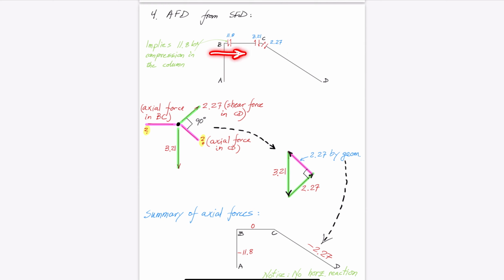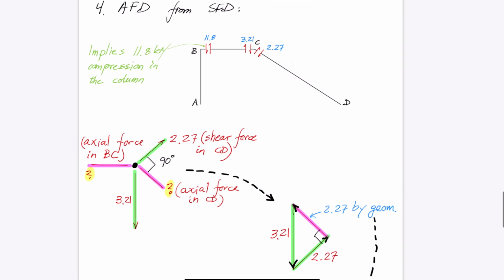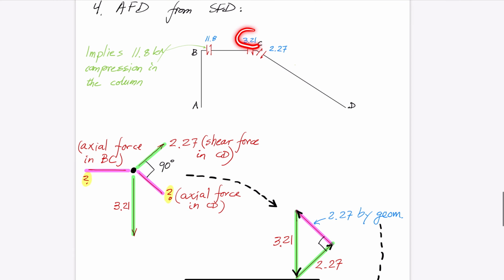Now to the hard part. What is the axial force in the inclined member CD? To find the answer, we consider equilibrium of forces at point C. We already know the 3.21 kN shear force in the beam at point C and the 2.27 kN shear force in the inclined member CD from the shear force diagram.